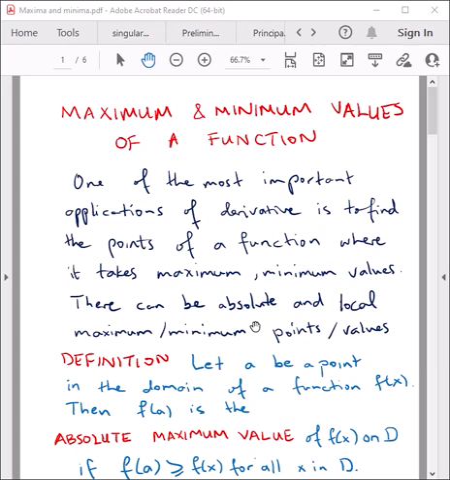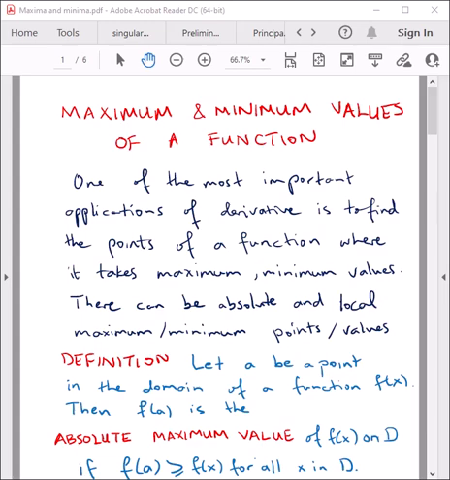Hello everyone. Today we are going to talk about maximum and minimum values of a function. One of the most important applications of derivative is to find the points of a function where it takes a maximum or minimum value. And there can be absolute maximum or absolute minimum values, or there could be local maximum or local minimum values as well.